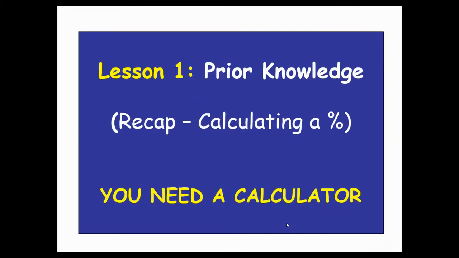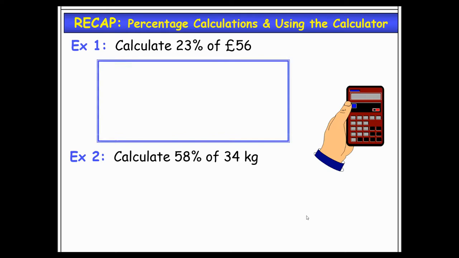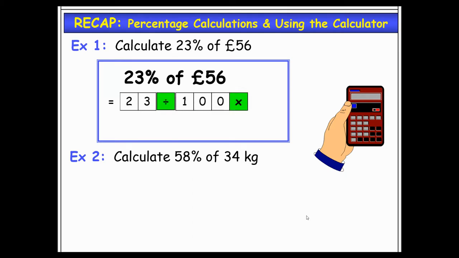Prior knowledge we need for this is recap on calculating a percentage, which you have done the previous week. You need a calculator, whether you use your Chromebook, a phone, or an actual calculator, it doesn't matter. So let's just remind ourselves, percent means per 100. So if percent means per 100, 23% of 56 could be 23%. 23 per 100 means divide by 100. And of means times 56. Just put it all in the calculator, press equals, and then you should get your answer. Remember, if it's money, put a pound sign.